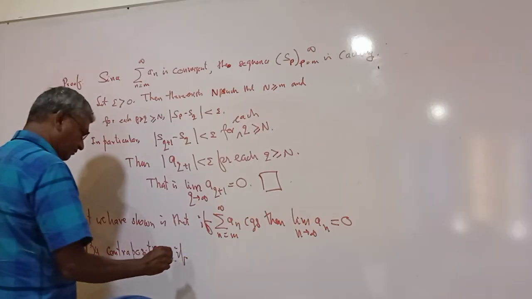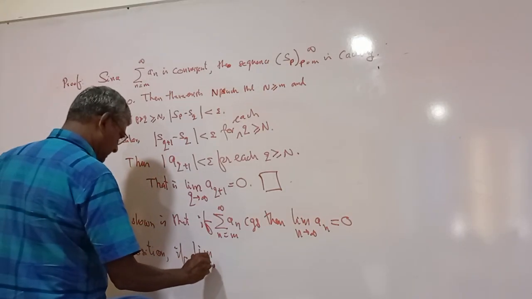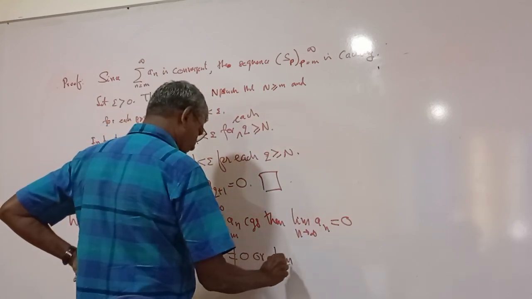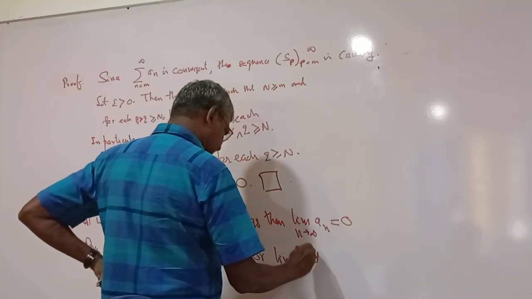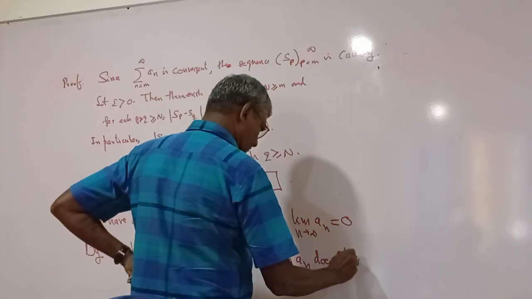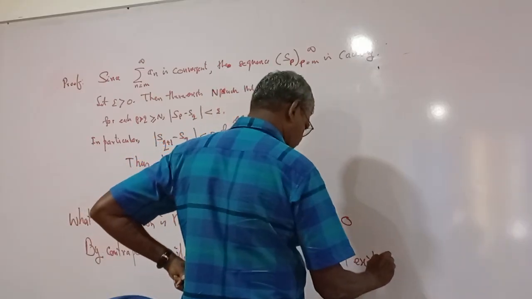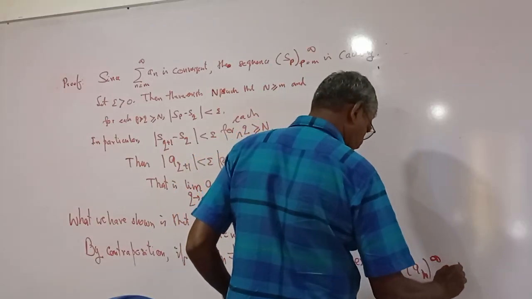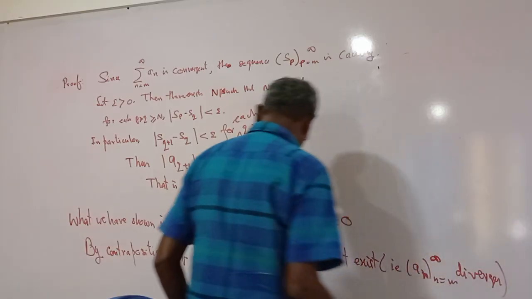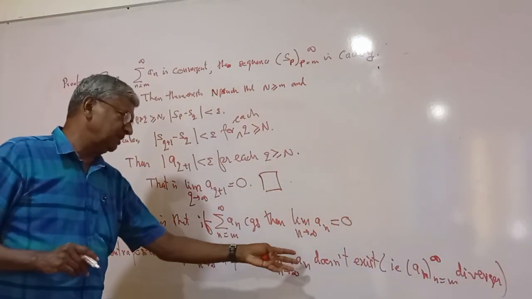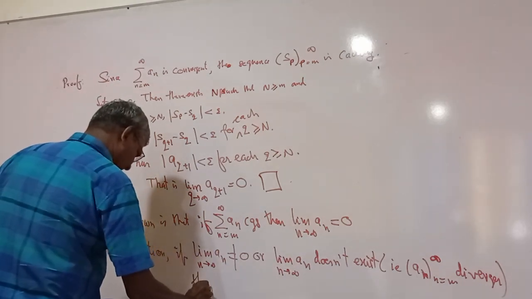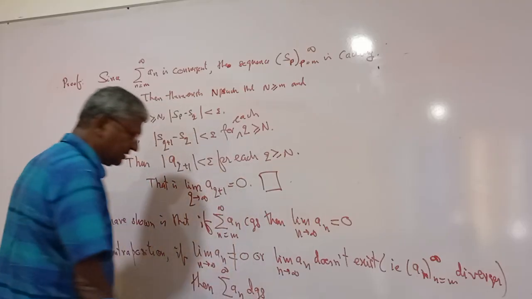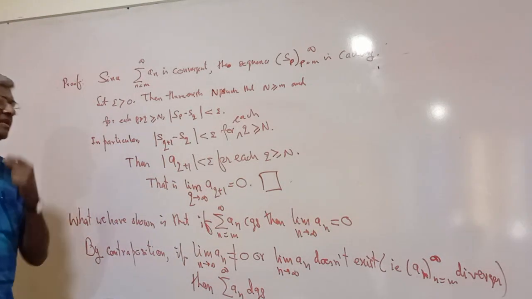if limit n tends to infinity a_n is not equal to 0, or the limit doesn't exist, that is, a_n diverges, then sigma a_n, n going to infinity, diverges. So this is called, in this book, the zero test.